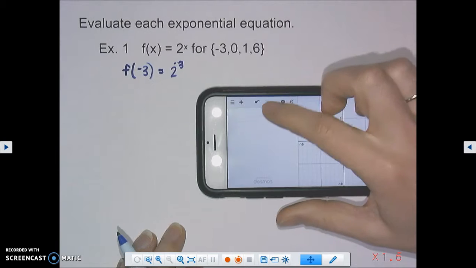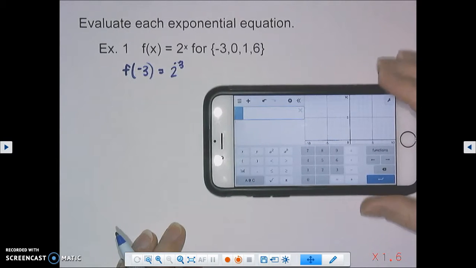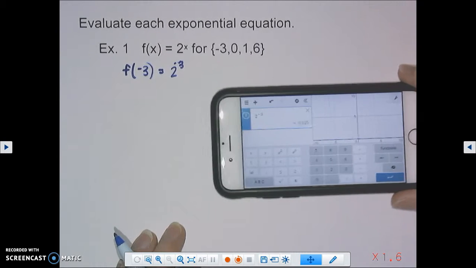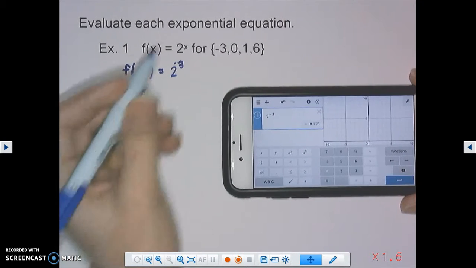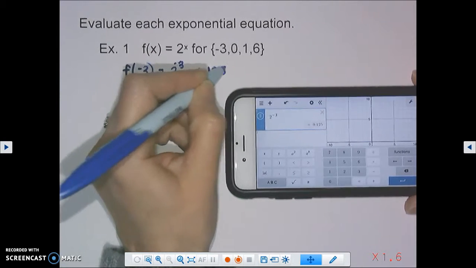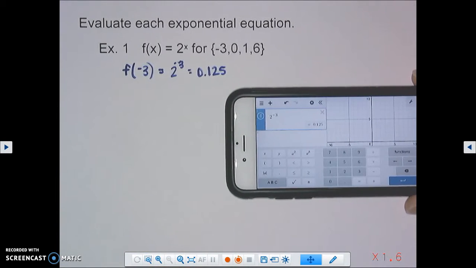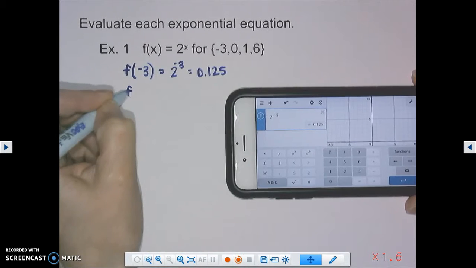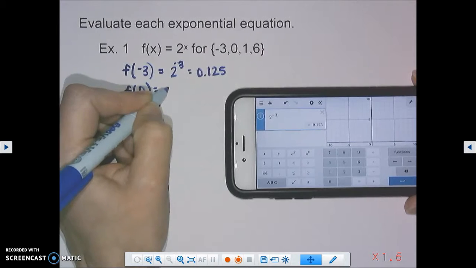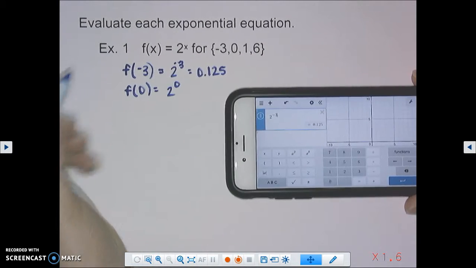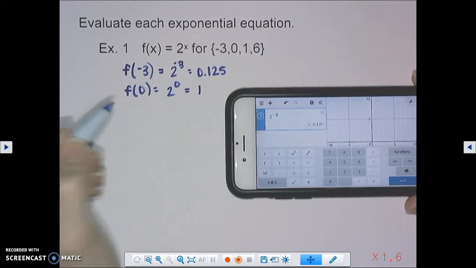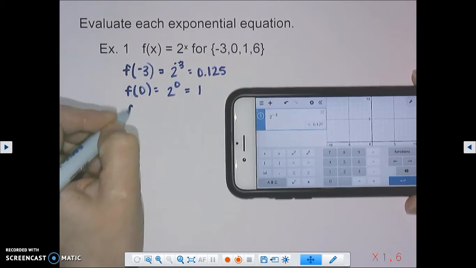We can just type this into the calculator to get our answer. So 2 to the -3 is going to give us an answer of 0.125. Now it asks us to evaluate it for 0. So we're plugging in 0. We have 2 to the 0 power, and we should know that anything to the 0 power is 1. So that one I don't even need to plug into the calculator.